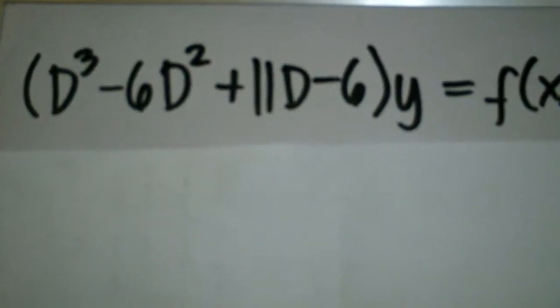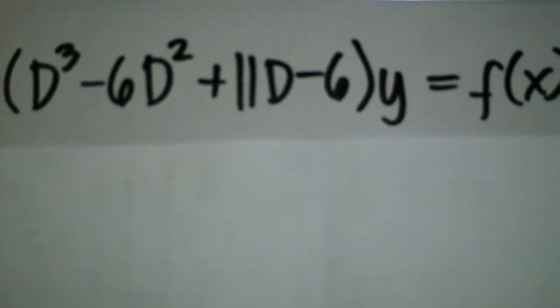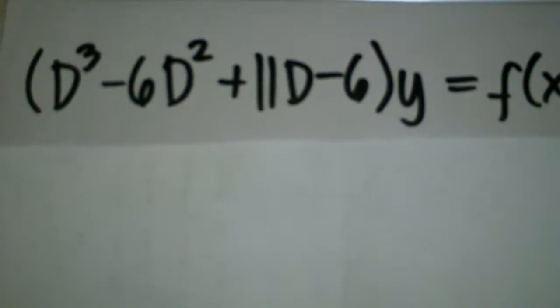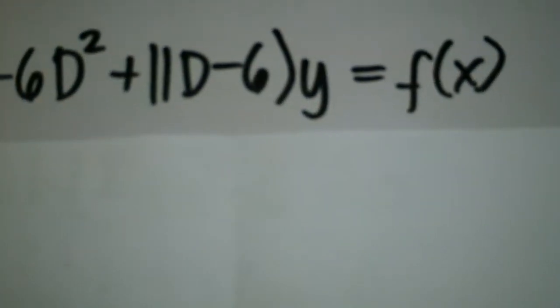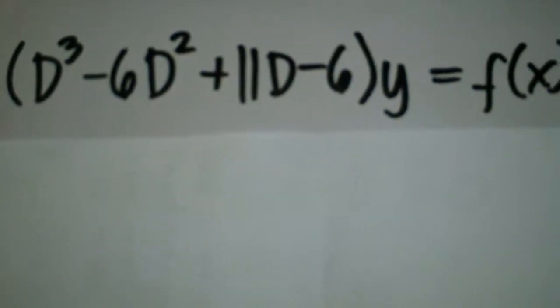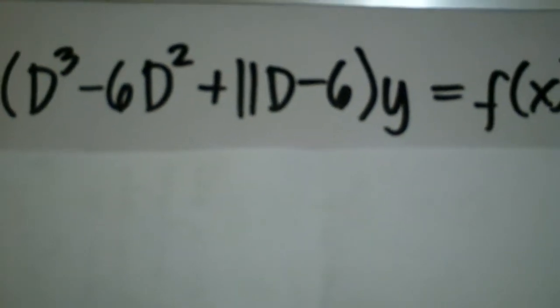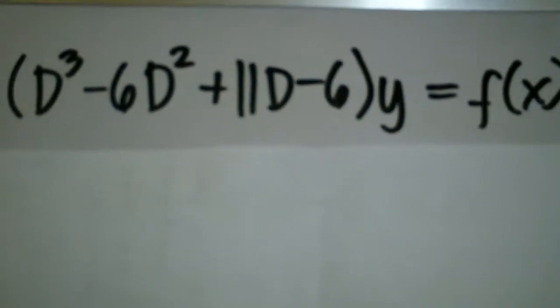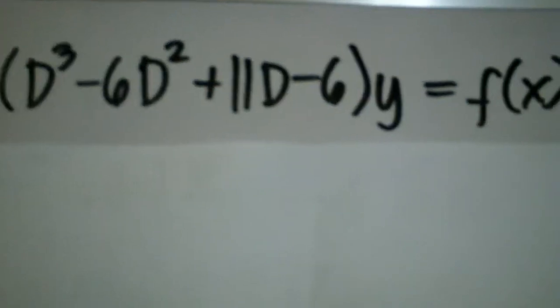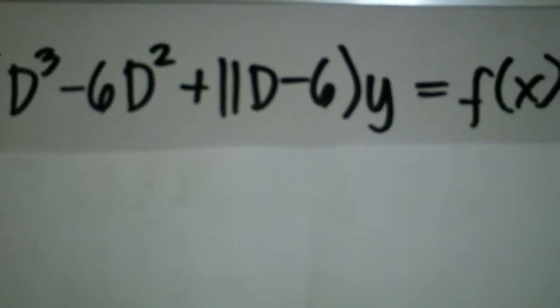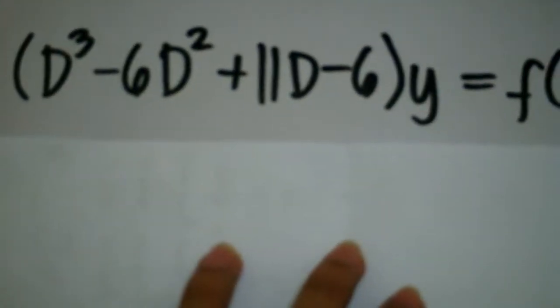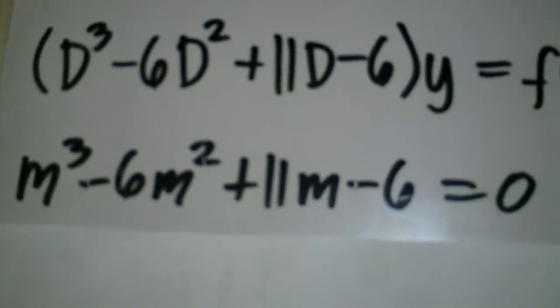So we have our problem, (D cubed minus 6D squared plus 11D minus 6) y equals f of x. We are asked to obtain a formula for a particular integral. At first, we will find the roots for this equation. So we have m cubed minus 6m squared plus 11m minus 6.